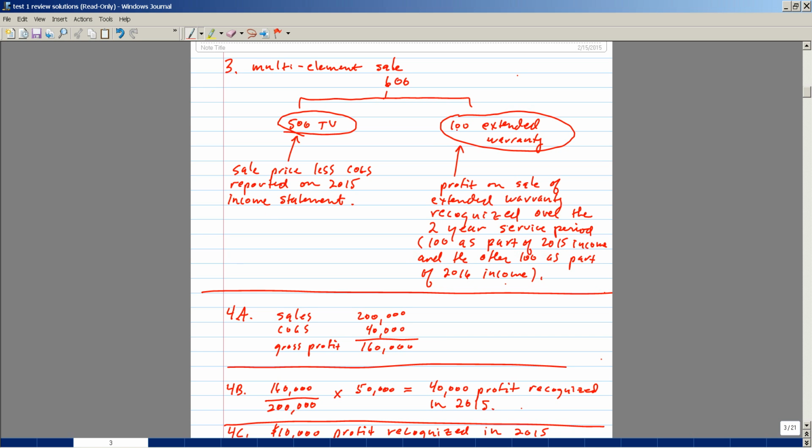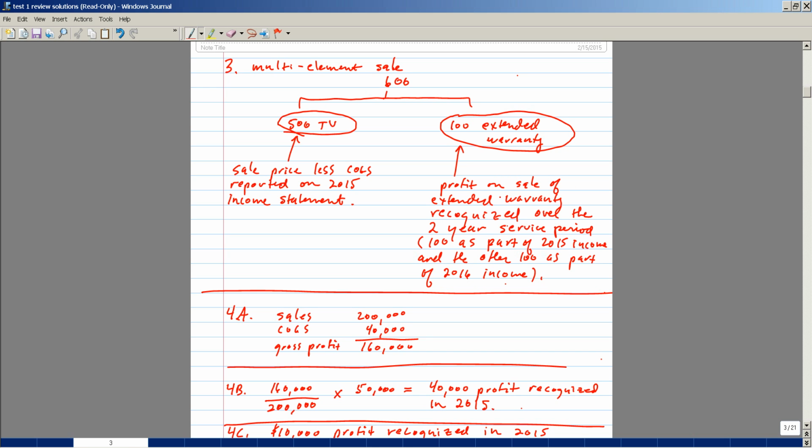With respect to the portion of the sale that relates to the extended warranty, you're going to initially defer recognition of that $100 profit, establish that as unearned profit under the liability section of your balance sheet, and recognize it over the 2-year time span that the extended warranty is for. It's a 2-year extended warranty period.